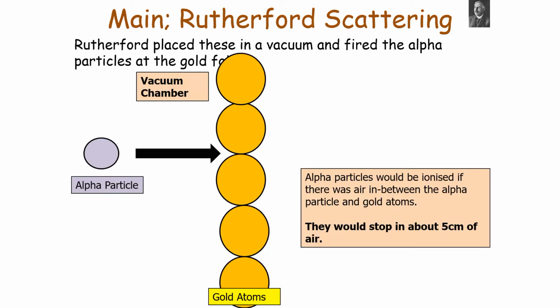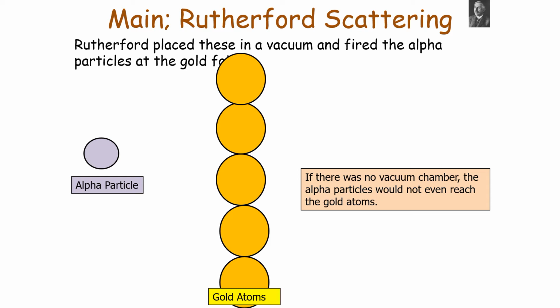Now, it's important to note that we did this experiment in a vacuum chamber because the alpha particles would be ionized if there was air in between the alpha particle and the gold atoms, so the alpha particles would stop in about 5 centimeters of air. Now, if there was no vacuum chamber, the alpha particles would not even reach the gold atoms.